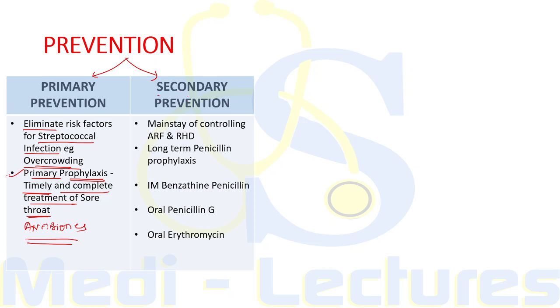Now the secondary prevention is the mainstay of controlling ARF and RHD, since primary prevention is not exclusively followed and practiced. So secondary prevention is the mainstay of controlling rheumatic fever. So this includes long-term penicillin prophylaxis to prevent recurrences. We have to avoid recurrences, since with every recurrence the risk of RHD increases. So this can be given in the form of intramuscular benzathine penicillin G or oral penicillin V.